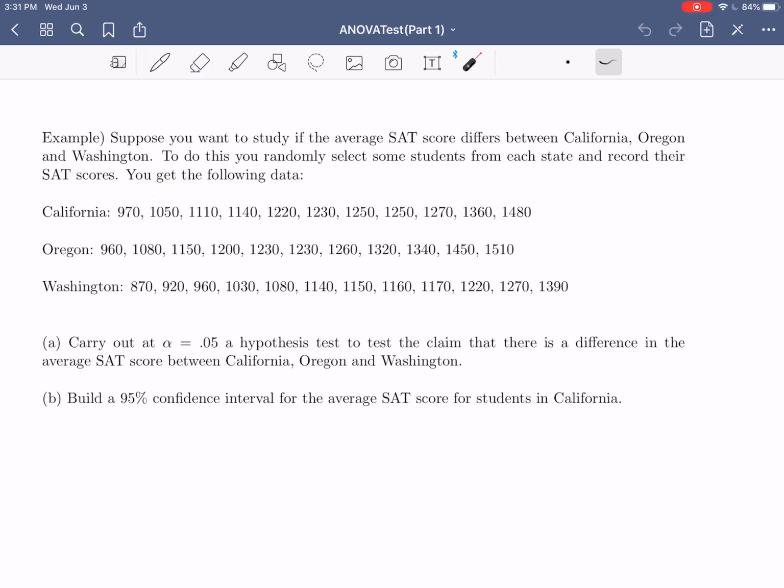So you had a student from California who got a 970, a 1050, an 1110, and so on. In Oregon, you had a student who got a 960, all the way up to a student who got a 1510. In Washington, you had somebody who got an 870, all the way up to a 1390. What we're going to do in part A is carry out, at alpha equals 0.05, a hypothesis test to test the claim that there is a difference in the average SAT score between California, Oregon, and Washington.